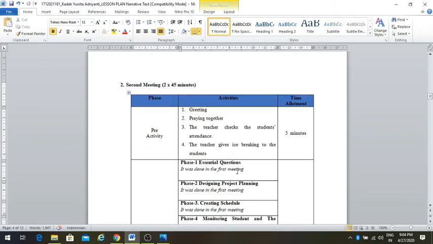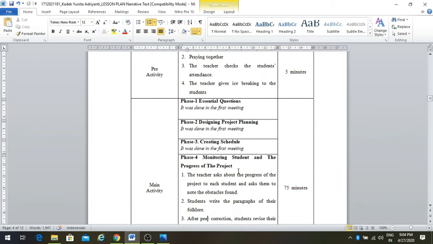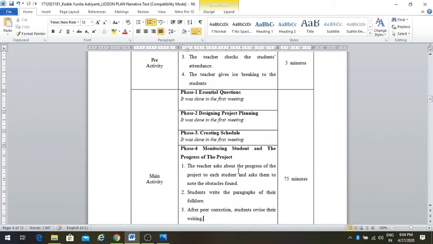And then we move to the main activity. For the first phase until the third phase, we're done in the first meeting, and then move to the fourth phase, which is monitoring students and the progress of the project. So in this stage, the teacher asks about the progress of the project to each student and asks them to note the obstacle found.